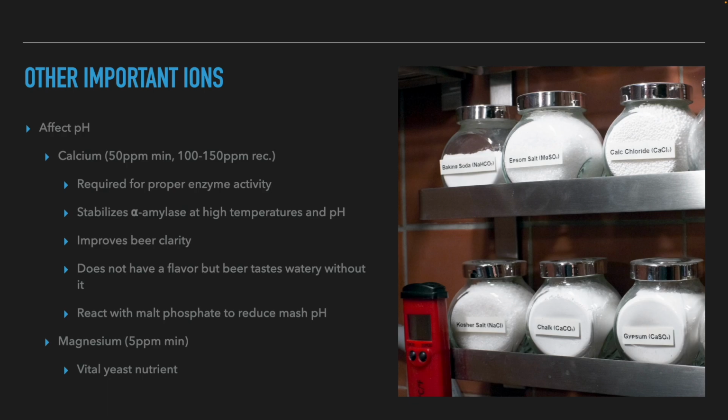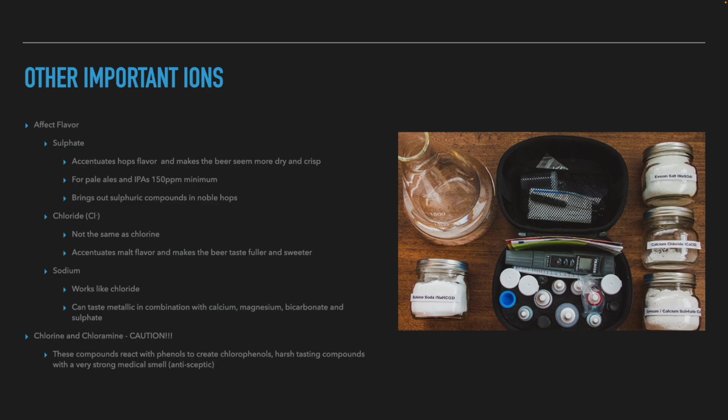Calcium does not have a flavor by itself, but the beer feels watery without calcium. The second ion is magnesium, which also reacts with phosphate. Magnesium is a vital yeast nutrient. Always remember that when adding calcium, magnesium should also be added. Other ions that are important are not related to the pH, but to the beer flavor.